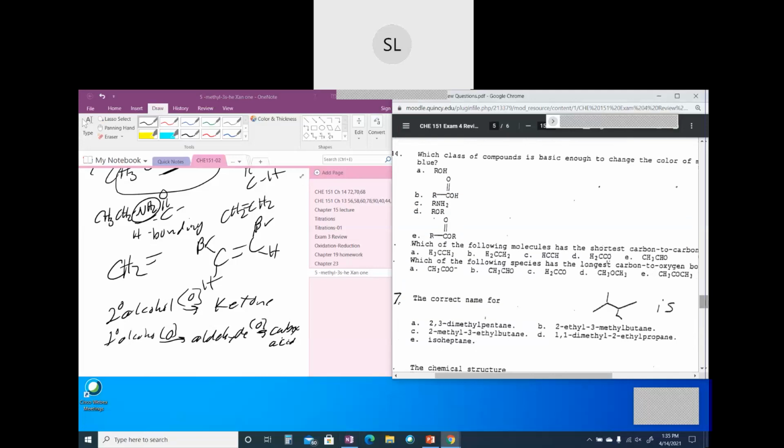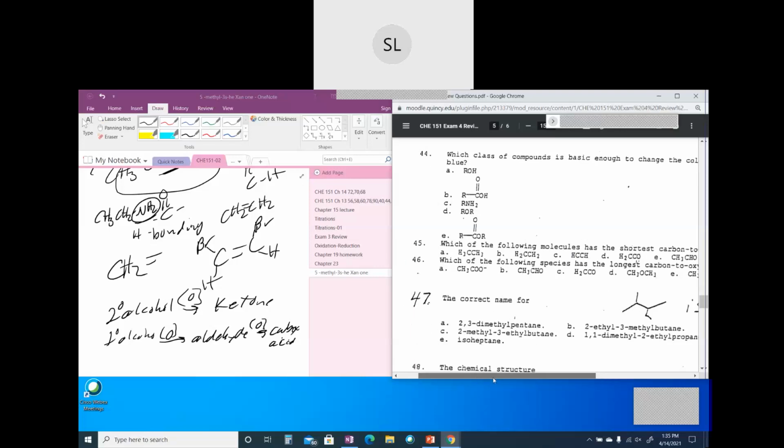All right, which class of compound is a base? All right, so again, you have to know your amines. C, your amine is the most basic. Your acid is, of course, the most acidic.